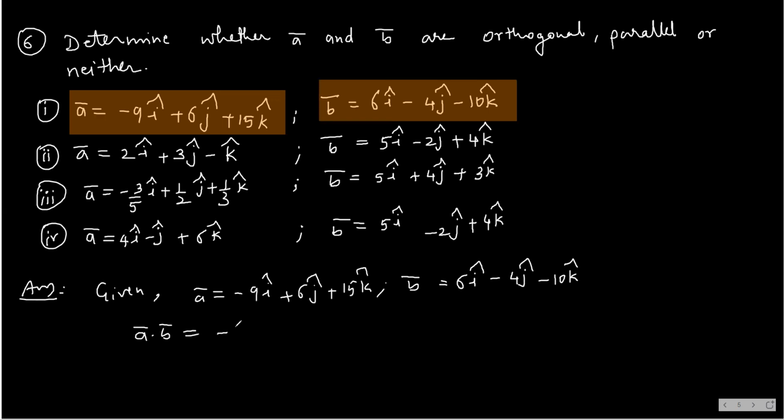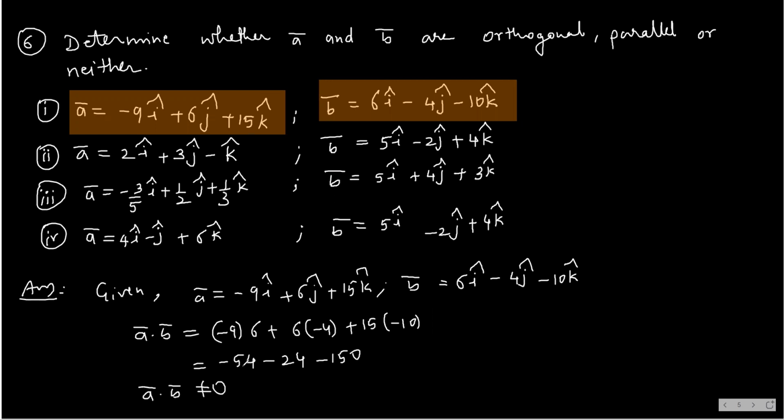So A bar dot B bar is minus 9 into 6 plus 6 into minus 4 plus 15 into minus 10. So how much is this? Minus 54 minus 24 minus 150. It is definitely not equal to 0. Is this going to be 0? Never. All are negative. So I will say, therefore, A bar and B bar are not orthogonal.